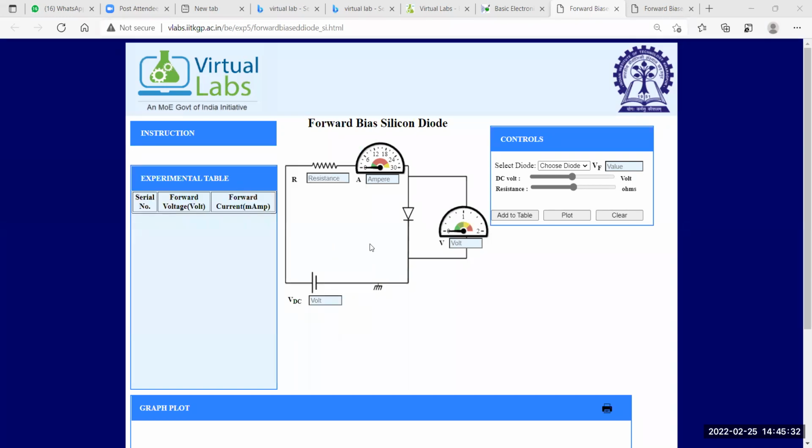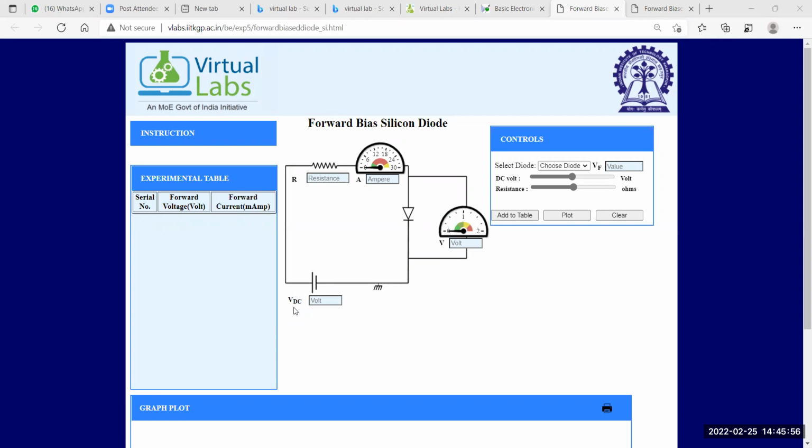Now understand the concept of forward bias. This is the forward bias configuration in a circuit. This is the resistance. This is a multimeter, this is a voltmeter. And VDC. Can anyone tell me what is the full form of VDC?